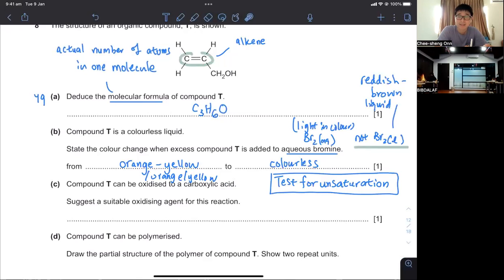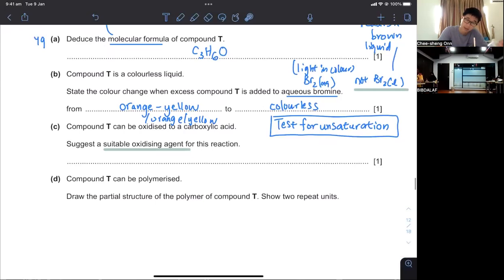I'm sure you've done this alkane versus alkene, right? That's for unsaturation before. The next one is, what is a suitable oxidizing agent? You must have done this. This was the first question we did earlier in this session. Do you remember the first thing we did earlier in this session? What is a good oxidizing agent?